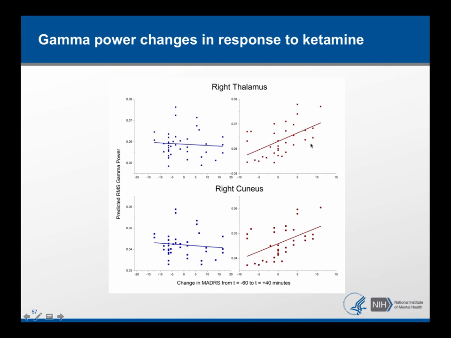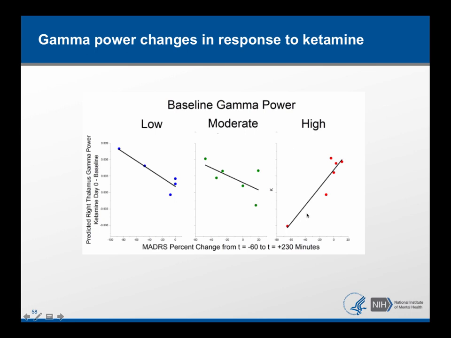If we just do some scatter plots here of the gamma power versus the change in MADRS post-infusion, we see this nice correlation in healthy controls, but not in the depressed subjects, which we found odd. But when we took subjects and divided them up based on their baseline gamma levels, we found a really interesting interaction.